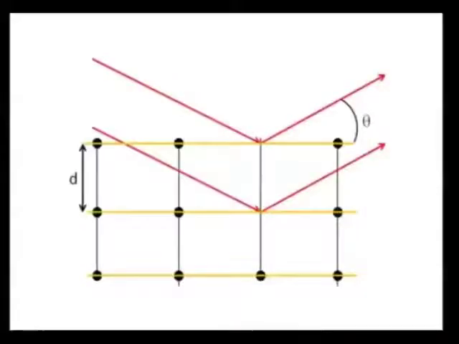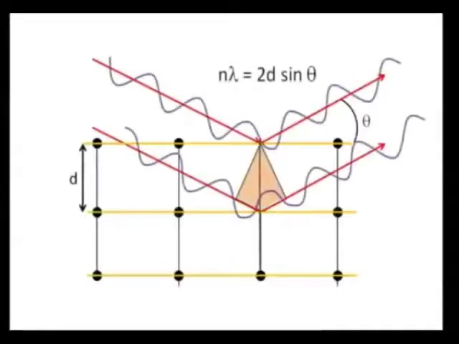X-rays at angle theta are reflected from internal crystal planes separated by distance d. The Bragg diffraction results from constructive wave interference when the quantity 2d sine theta is an integral number of wavelengths.